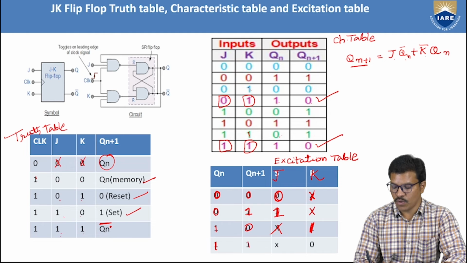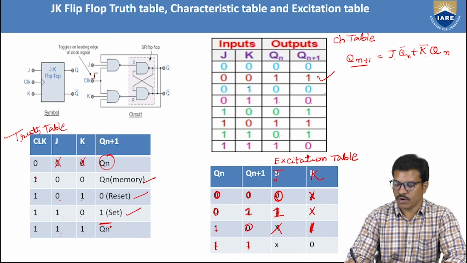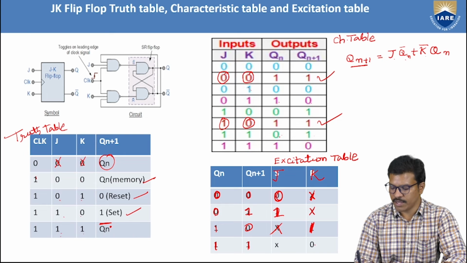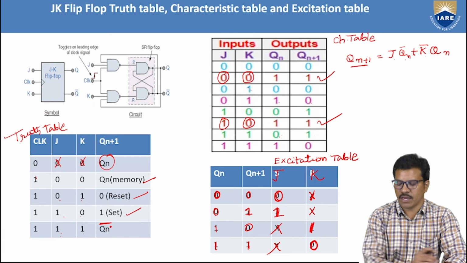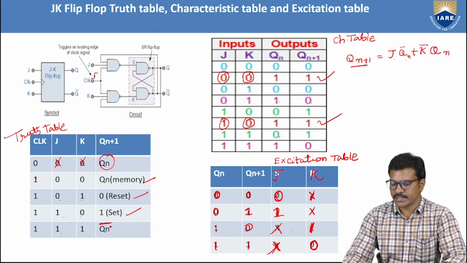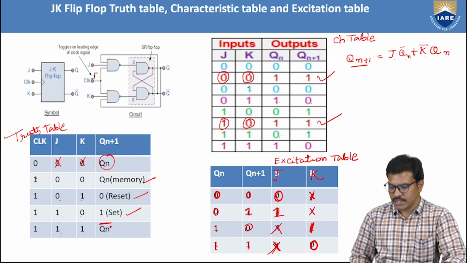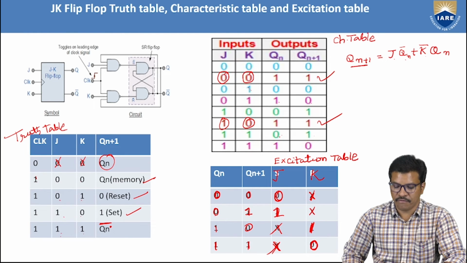And if we take 1 1, present state 1, next state 1, J shifted from 0 to 1, K 0 to 0. So take the constant K and don't care under J. Likewise, we can prepare the excitation table: 0x, 1x, x1, x0. So this is the excitation table for the JK flip-flop.